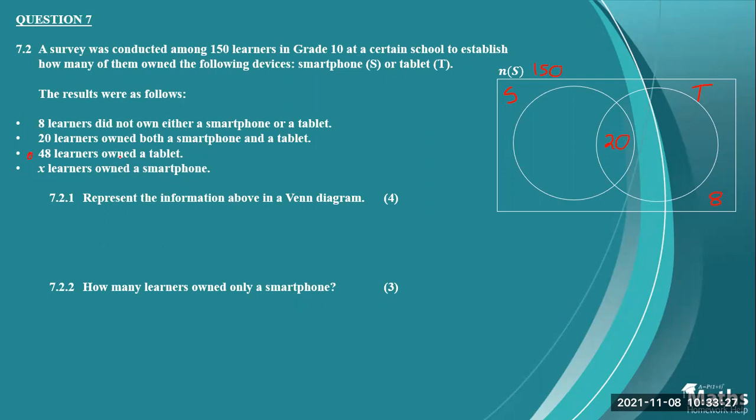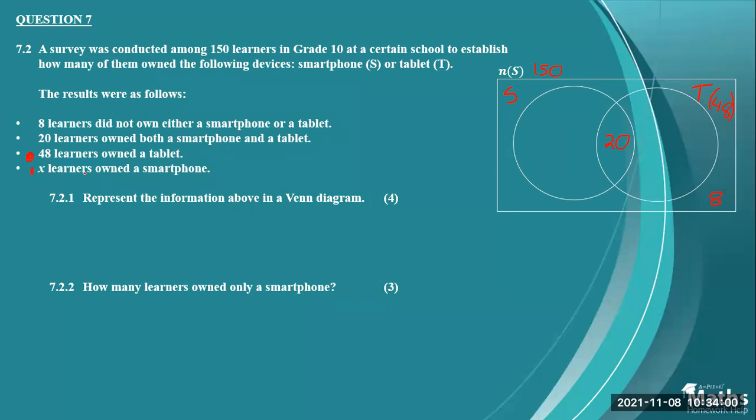48 learners owned a tablet. So now it's very important that if they give you the total, you write the total there. You're not going to put it inside the circle, because that would mean only 48 have a tablet, and that's not correct because some of them also own a smartphone. So I'm going to write the 48. If they give you the big total, 48 learners own a tablet, you write it there.